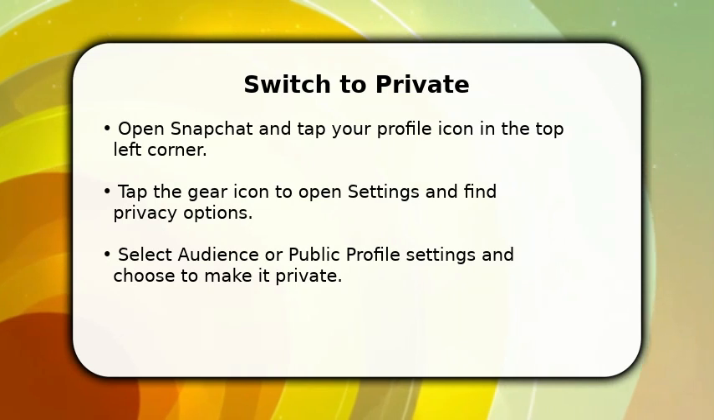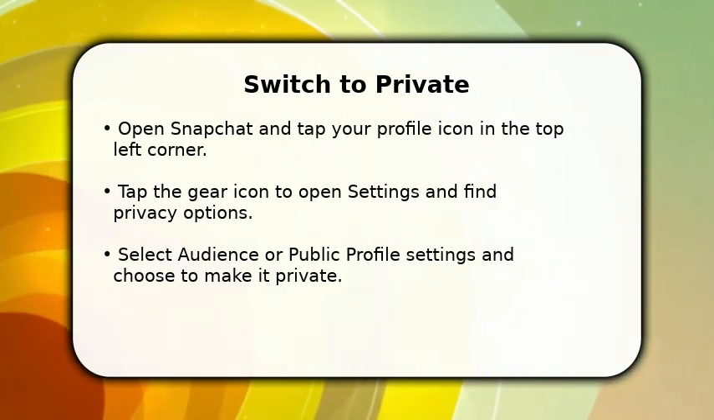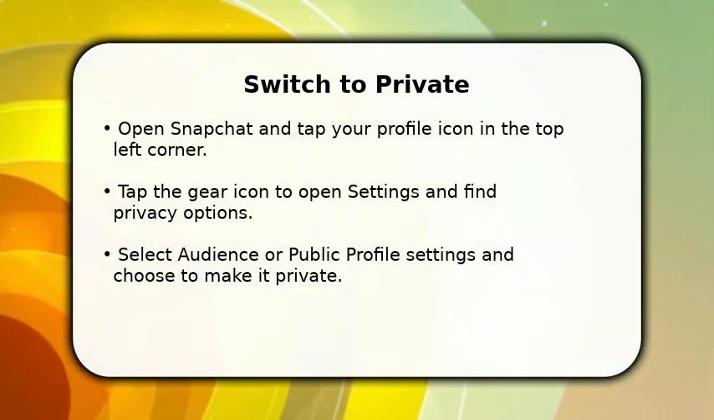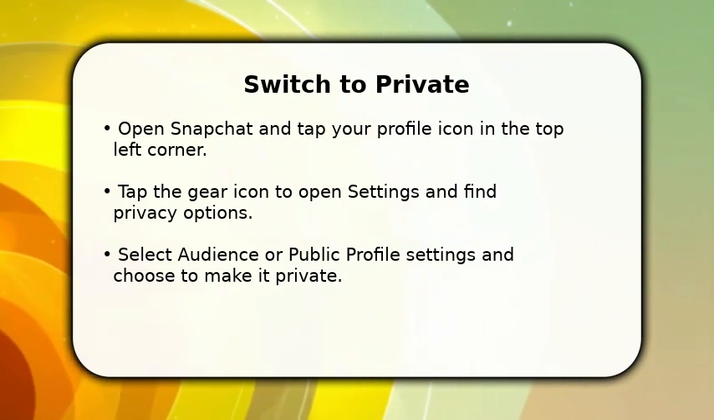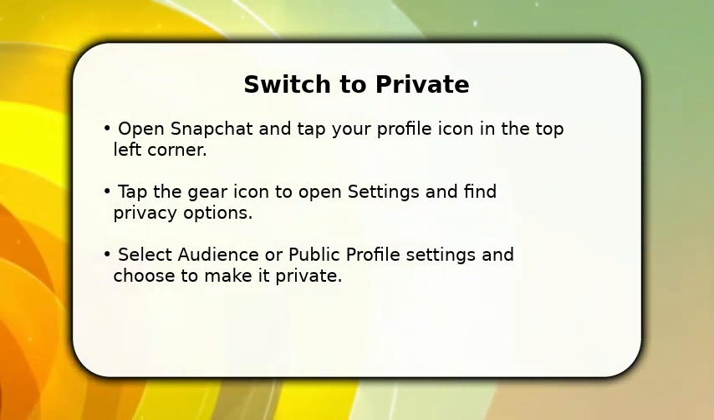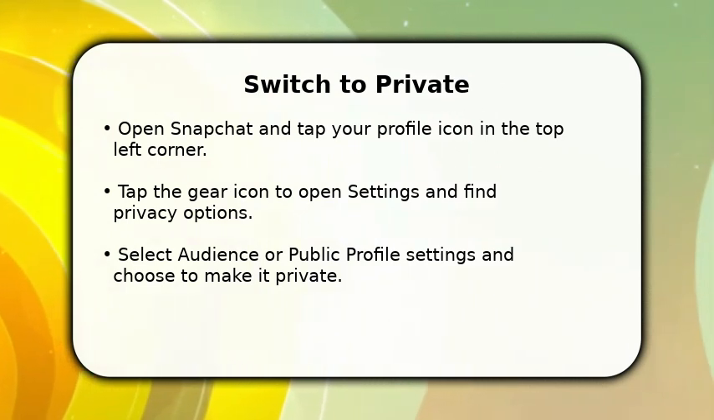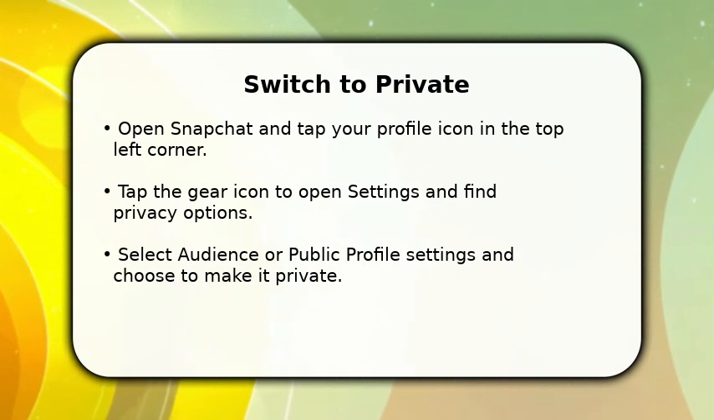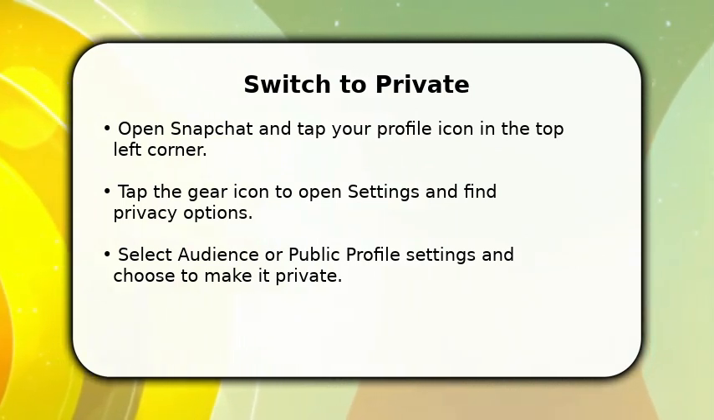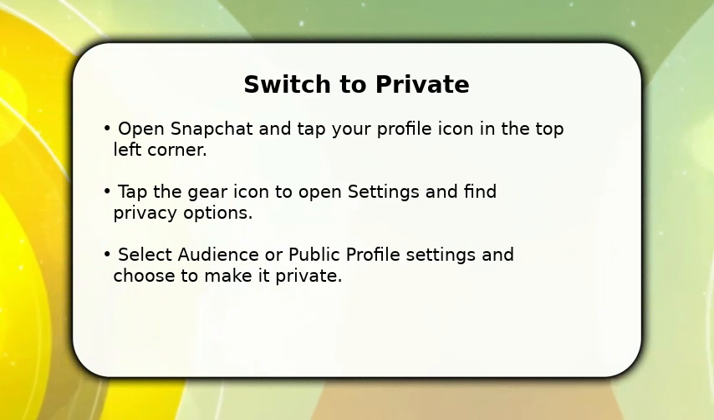In this video, I will show how to get public account to private account in Snapchat. Open Snapchat and go to your profile, then tap the gear icon for settings. Find the Profile Privacy or Public Profile section, then change the audience to Friends or Private. Confirm any prompts and review who can message or view your story.